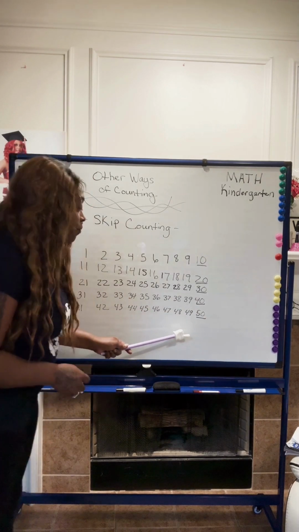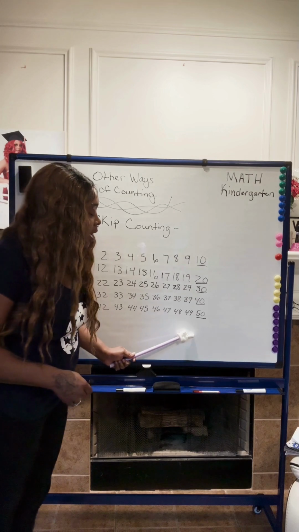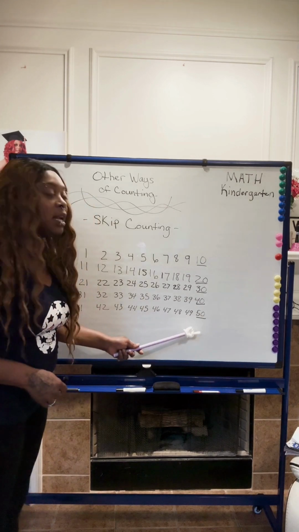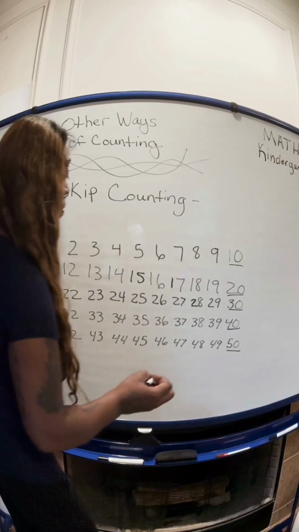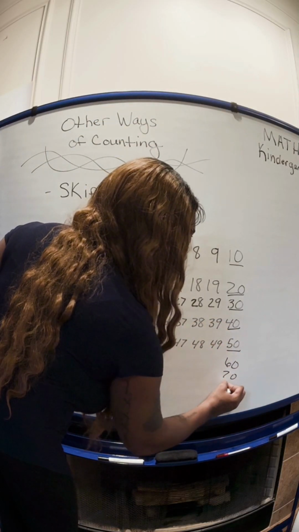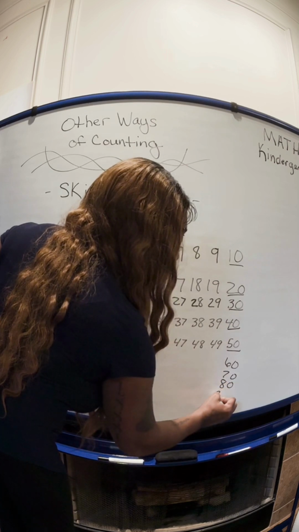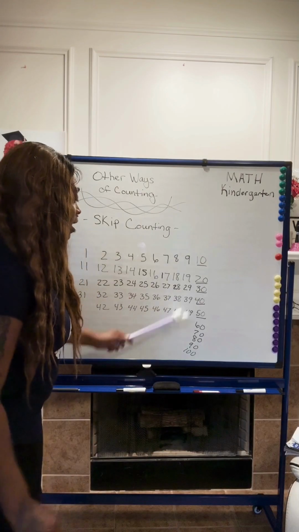After 90, of course, we would have a row of 91 to 99, and then 100. So after 90 is 100. So that would be every 10. 50, 60, 70, 80, 90, 100. That's counting every 10th number.